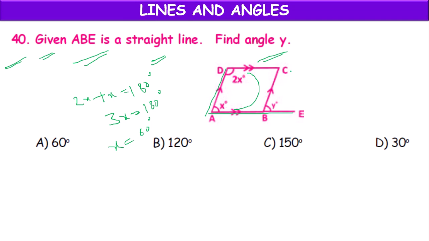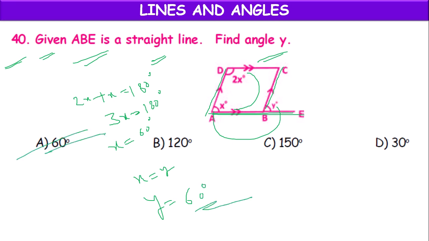And AD is parallel to BC and ABE is the transversal. So this x and y will make corresponding angles. So x equals y. So y also equals 60 degrees. So option A is right.